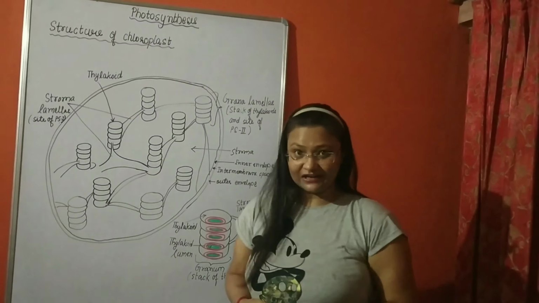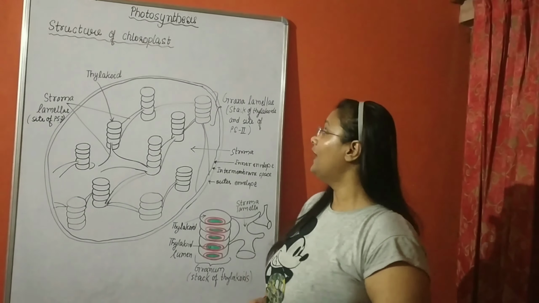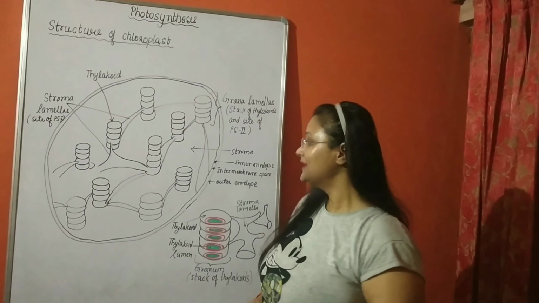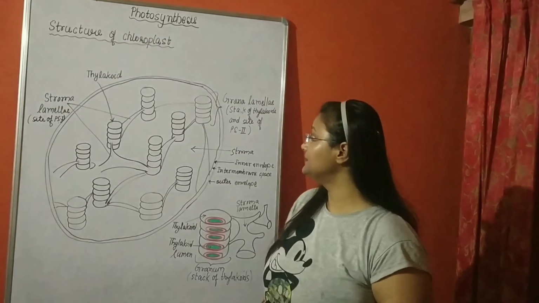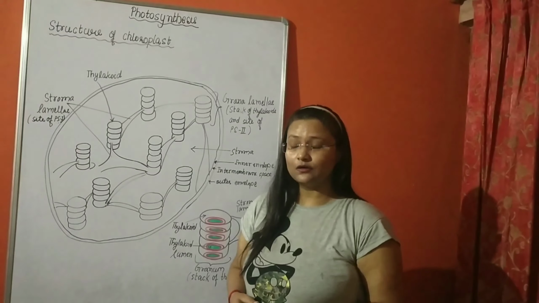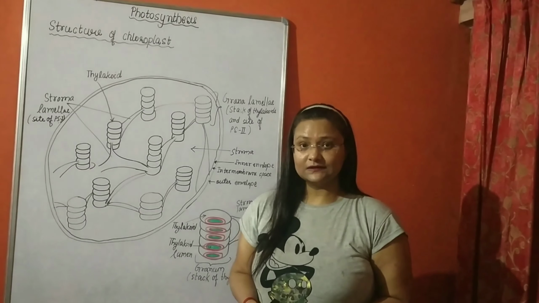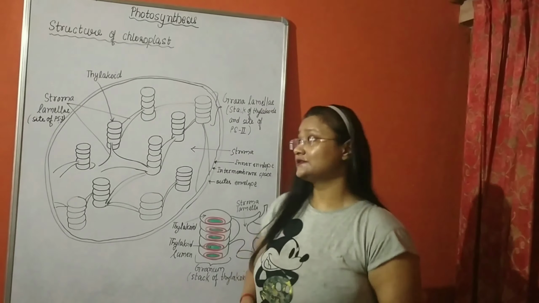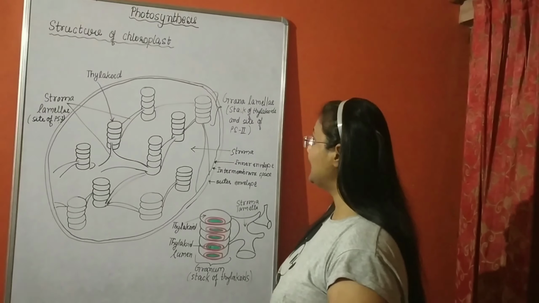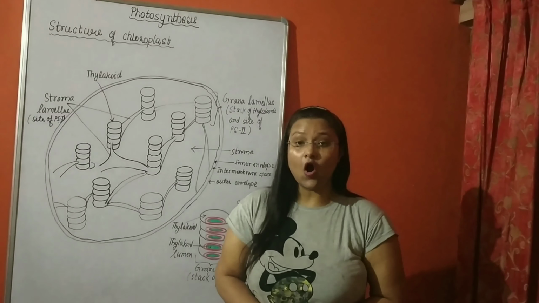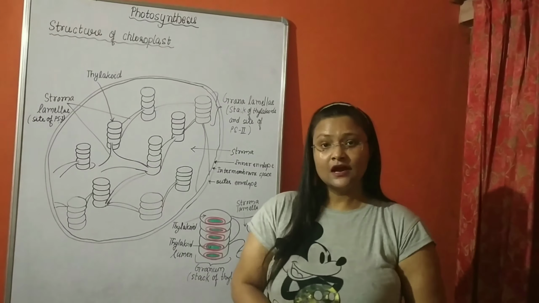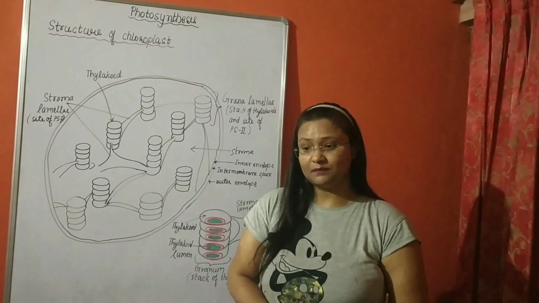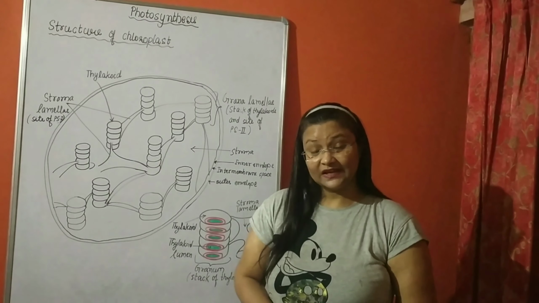So let us continue our class of photosynthesis. In the last video we discussed the definition of photosynthesis, photosystem first, and photosystem second. So today let us discuss the structure of chloroplast, which is present majorly in leaves.